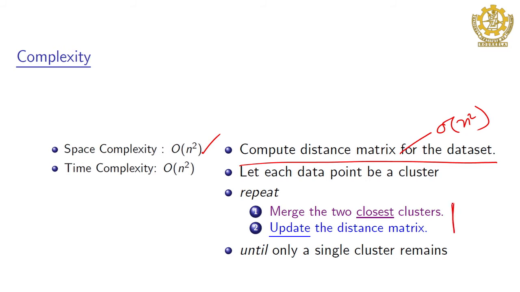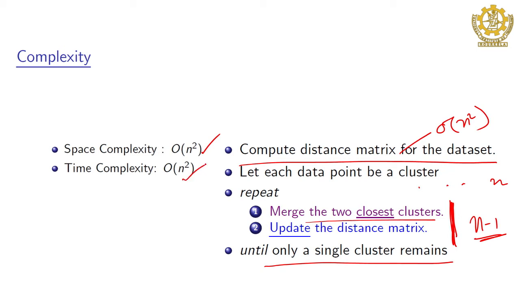Now, this is the step. Initially there are n clusters, and you continue until there is a single cluster. Then how many times do you do this step? N minus 1 times. And what do you have to do? Merge the two closest clusters and update the distance matrix. So, how many times do you merge the closest clusters? N minus 1 times. And what is the complexity of merging? If it is n, then we say the total complexity is order of n square. If it is n square, how do you merge? Find the two closest clusters.